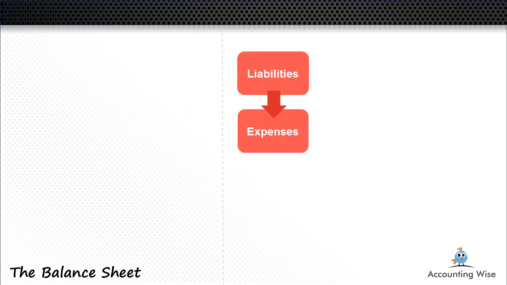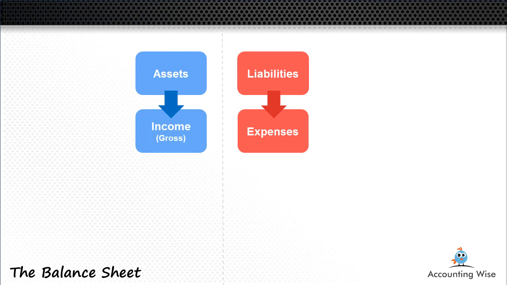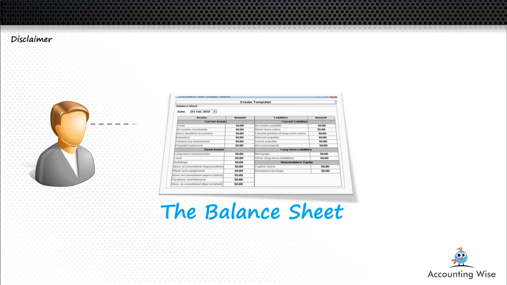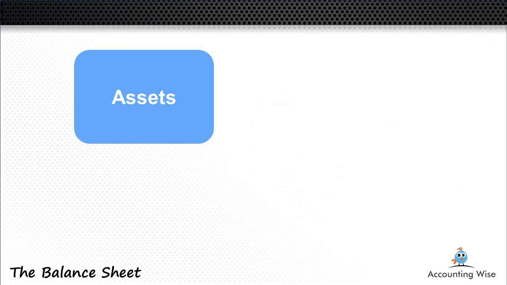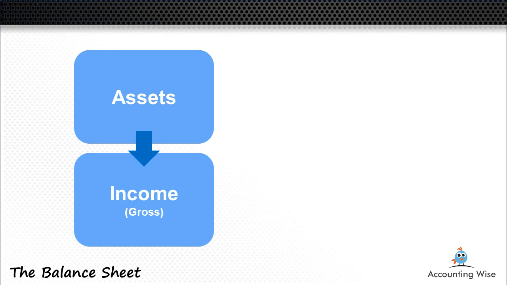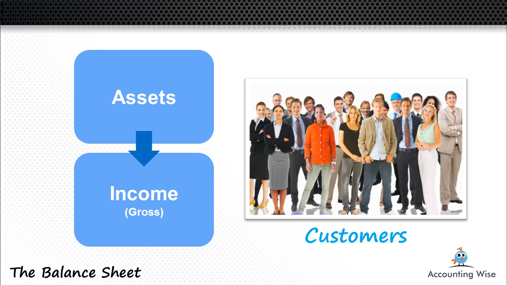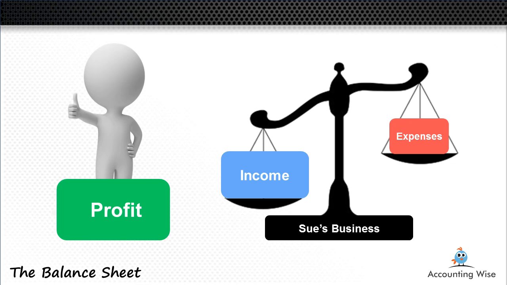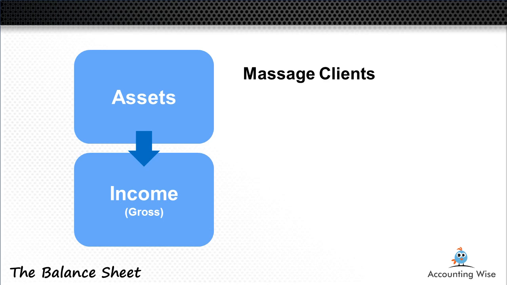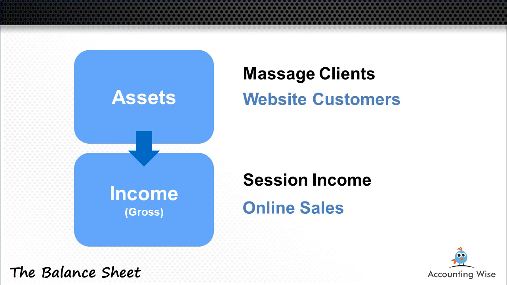On the other side of the balance sheet we have assets creating income. Now this is where our view of the balance sheet differs a little from the traditional accounting view. Remember, we define an asset as anything that brings income into your business. And what brings income into your business? Customers. So as Sue's customer base grows, her asset grows. Her goal is to grow her asset to the point where her income outweighs her expenses and she's left with a big fat juicy profit. Sue's clients who come to her clinic for massage create session income, and her website customers create online sales.